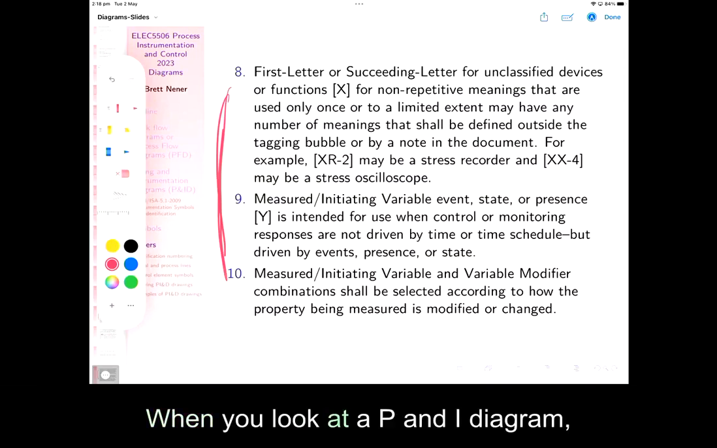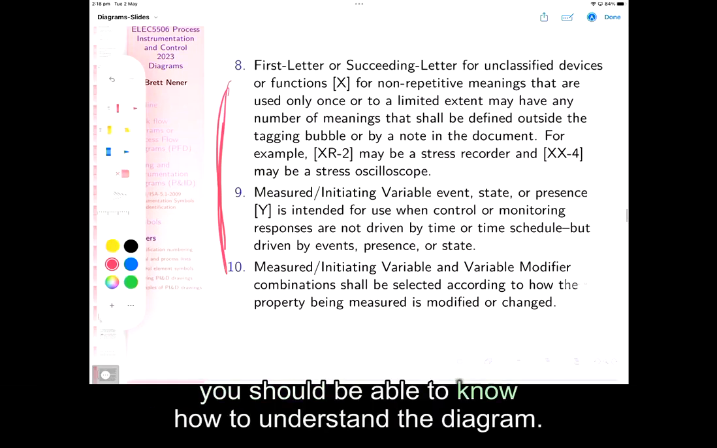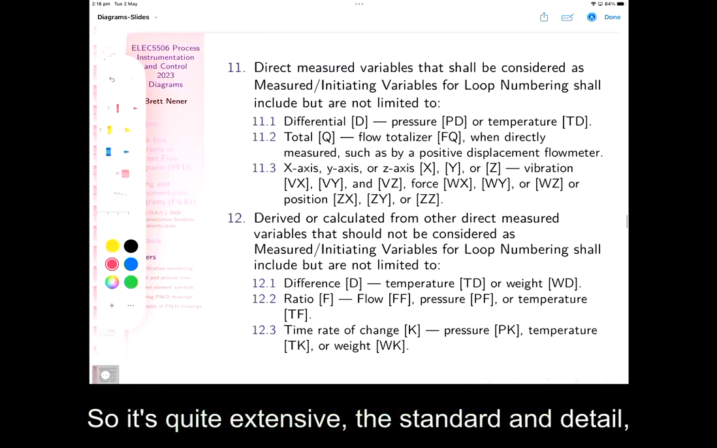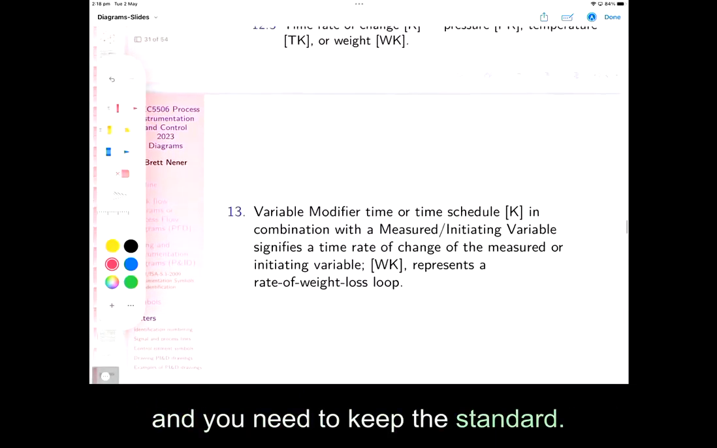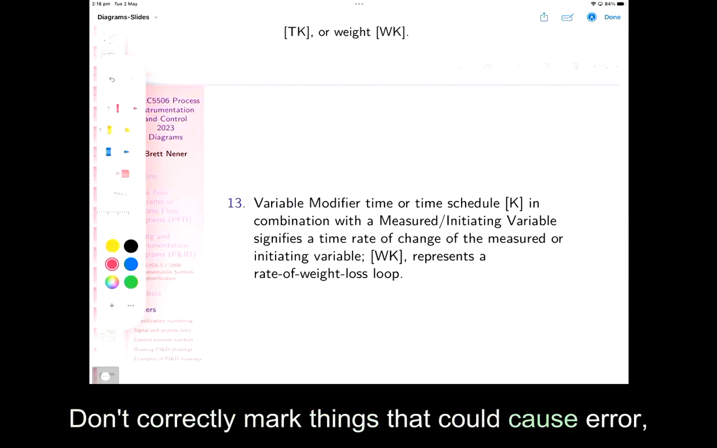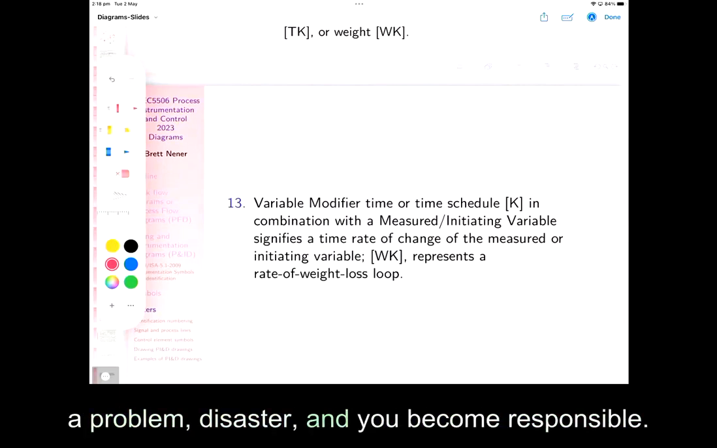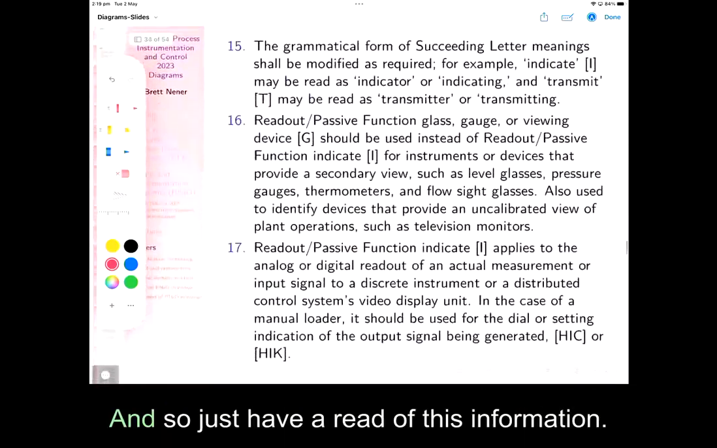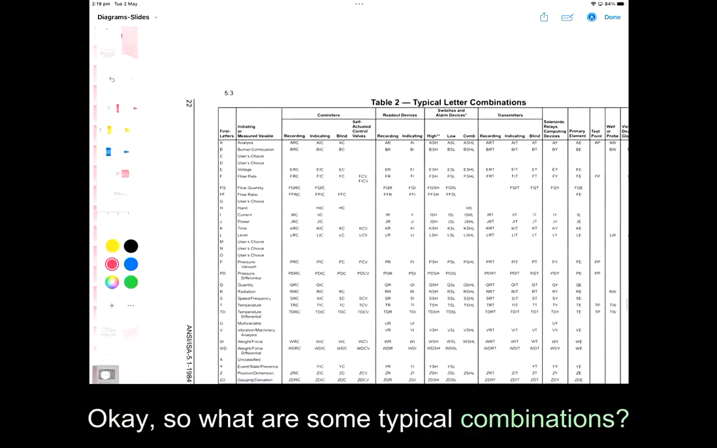But when you look at a P&I diagram, you should know how to understand the diagram. So it's quite extensive, the standard, and detailed, and you need to keep to the standard. Don't incorrectly mark things that could cause an error, a problem, a disaster, and you become responsible. Okay, it just goes on and on and on, and so just have a read of this information. Okay, so what are some typical combinations?